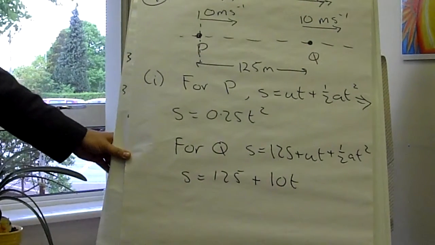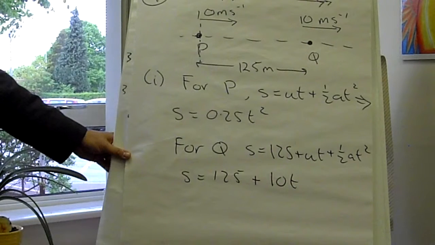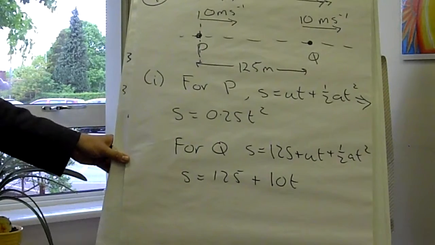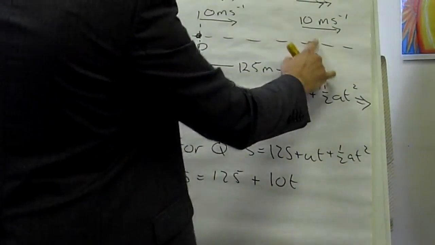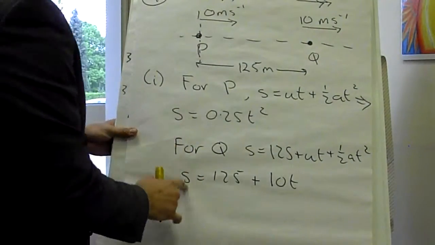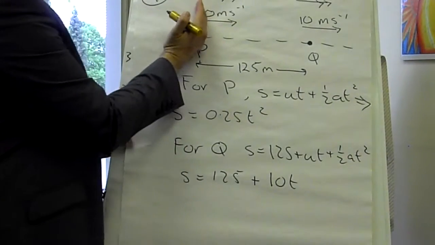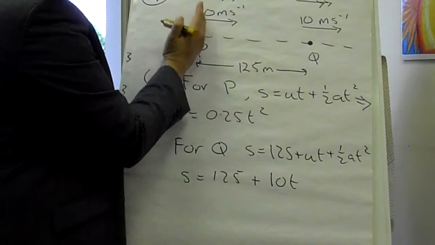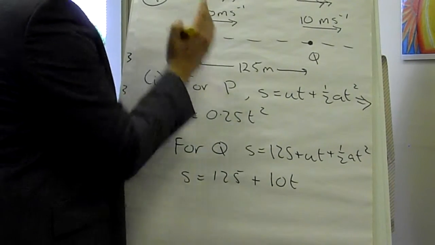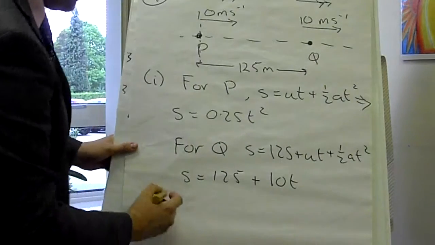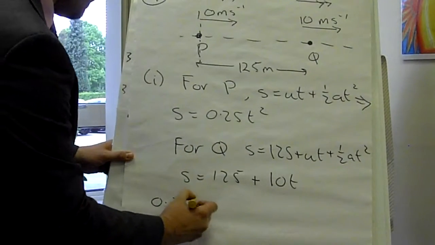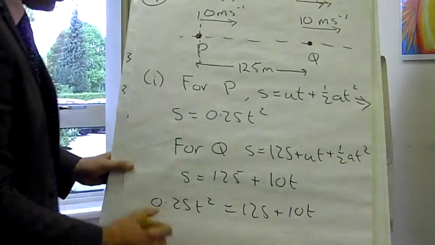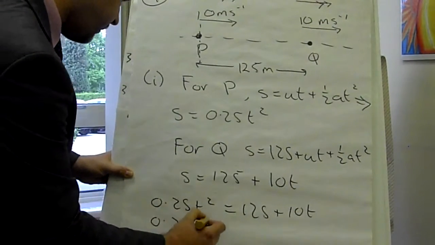Then we move on to part 2. How much time does it take for P to catch up with Q, and how far does P travel in this time? Well, when P has caught up with Q, we know that the distance of both particles from that point will be the same, because they're at the same position. So we can find the time at which the position of both particles is the same by putting this equal to this. And so that gives us 0.25 t squared equals 125 plus 10t. We can then rearrange that to give a quadratic.